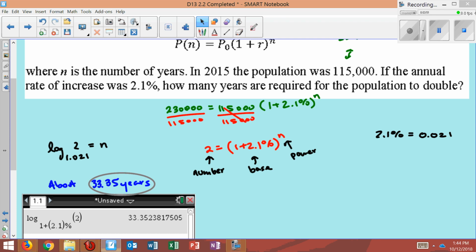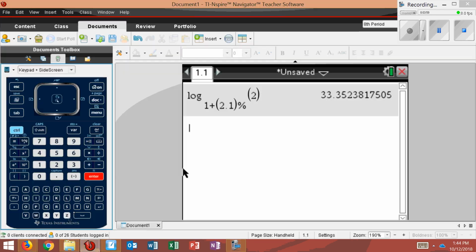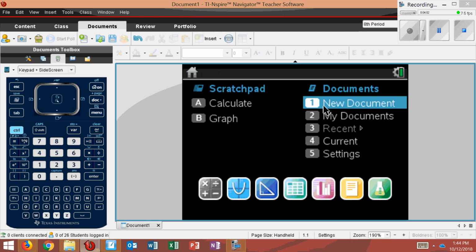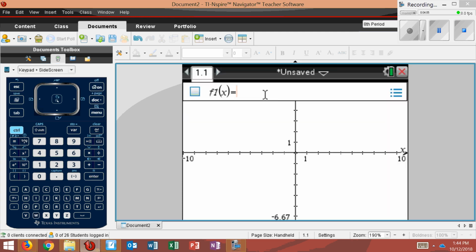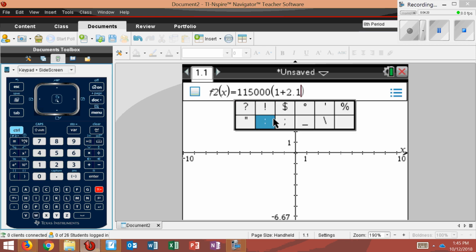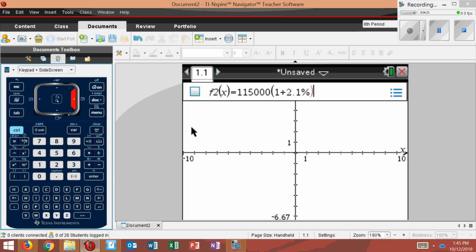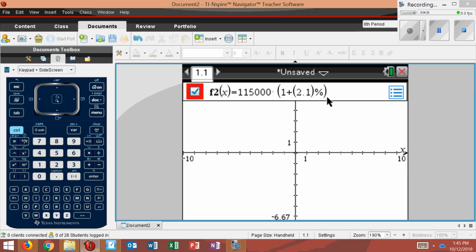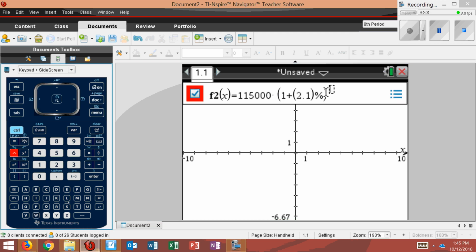Now to check our answer, let's just go all the way back and say, here was our original value. So without even simplifying this, I'll just go to the original, and we're going to look in the calculator. If I would have graphed that and done it this way, I could have got my answer by saying that 230,000 is my first equation. My second equation was 115,000 times 1 plus 2.1%, and I'm going to raise it to the power of x.